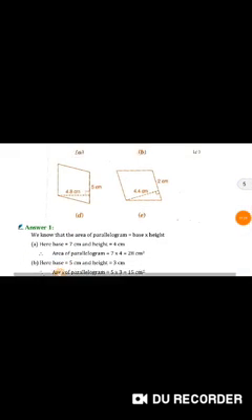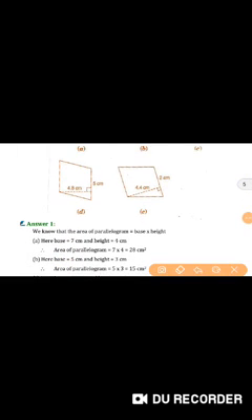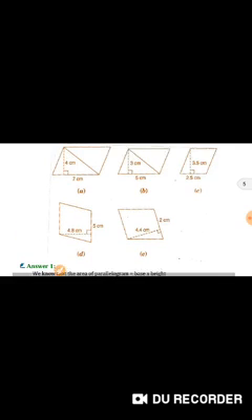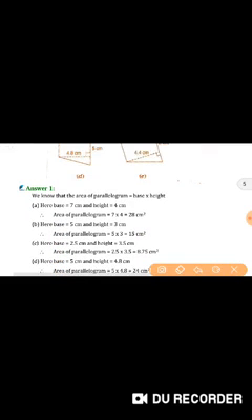So the first one, we know that the area of a parallelogram is base into height. Here in the first diagram, see, the base is 7 centimeter and the height is 4 centimeter. Area of the parallelogram is 7 into 4, that is 28 centimeter square. So the remaining you can do.